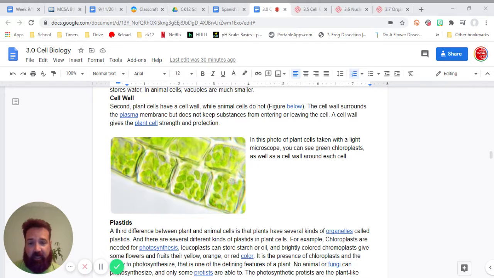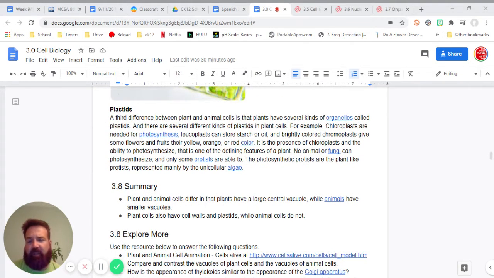All right, so I'm going to read the caption here. In this photo of plant cells taken from the light microscope, you can see green chloroplasts as well as a cell wall around each cell. So then this box kind of shape is the cell wall, and these little green things are the chloroplasts.